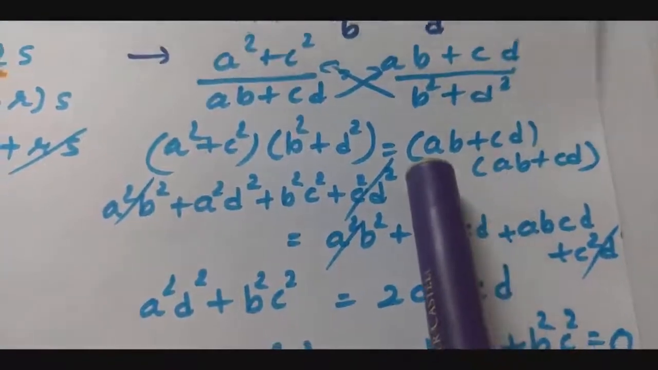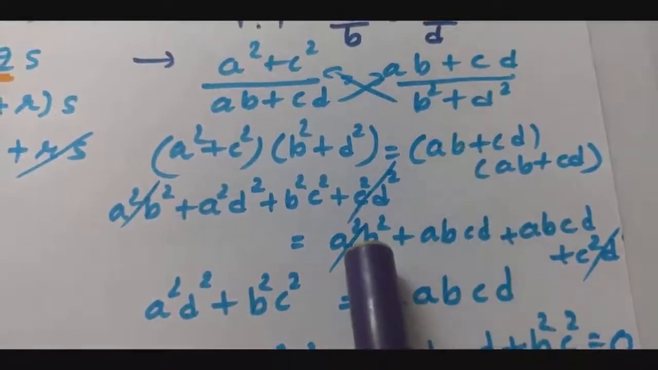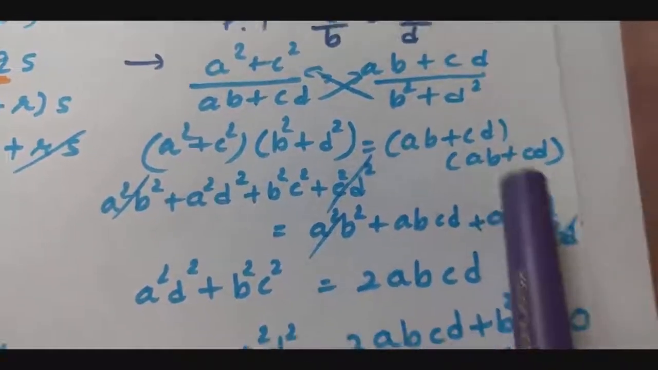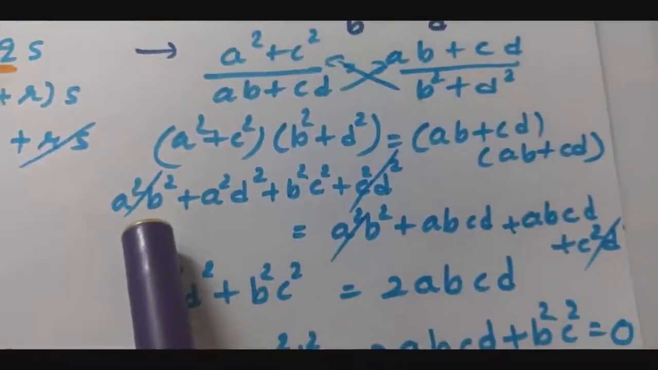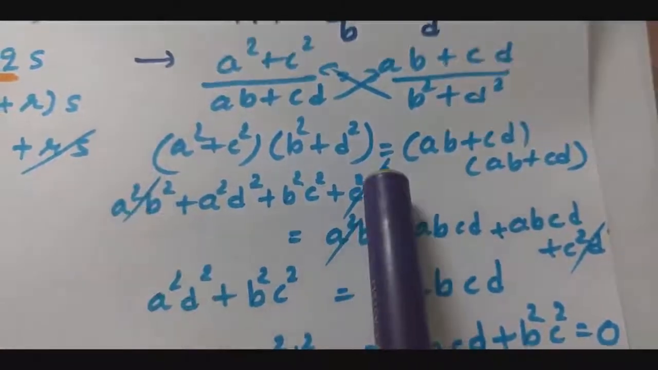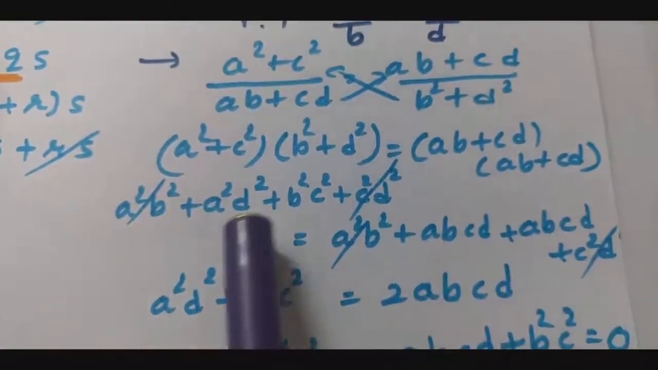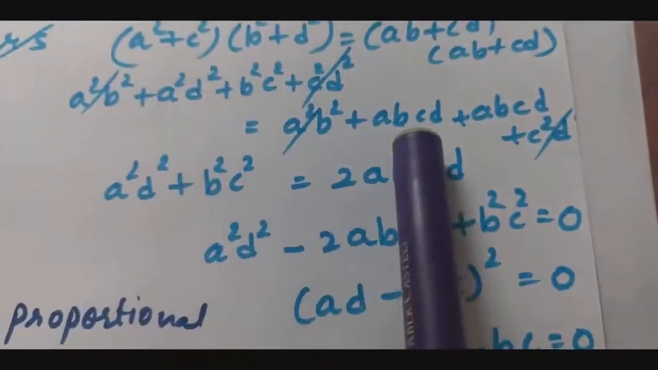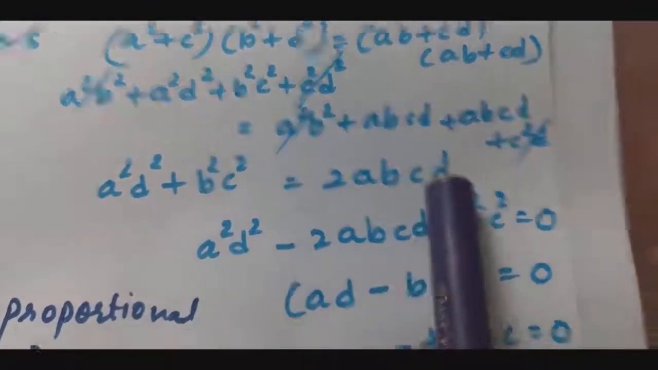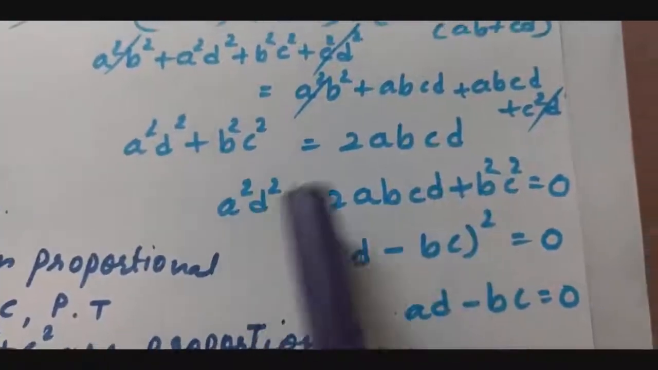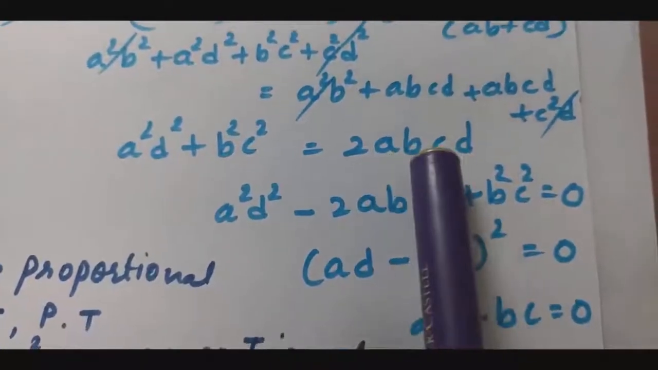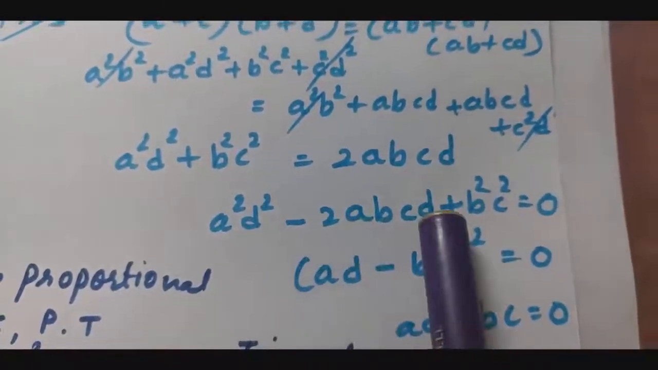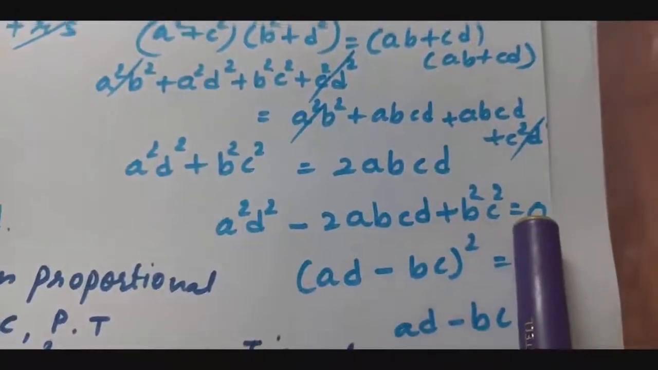Similarly on the right side, A square B square, AB into AB, A square B square, AB into CD, ABCD, AB into CD, ABCD plus C square D square. Now as you know, both the sides same terms you can cut directly, and we left on the left side A square D square plus B square C square. On the right side 2 ABCD. Now in the next step I will take this 2 ABCD on the left side by taking minus sign, and I will make it as a middle term, and on the right side become 0.